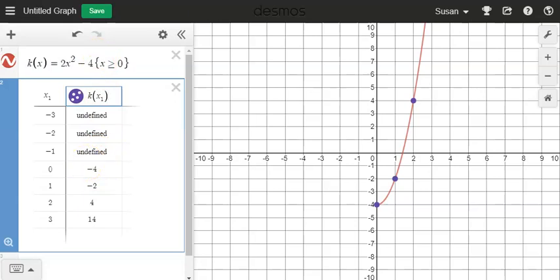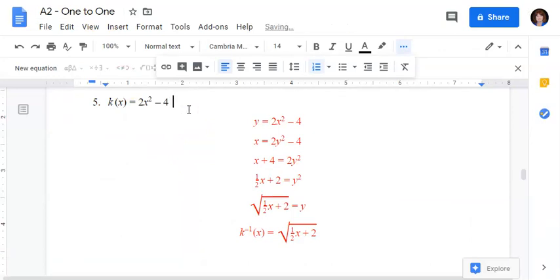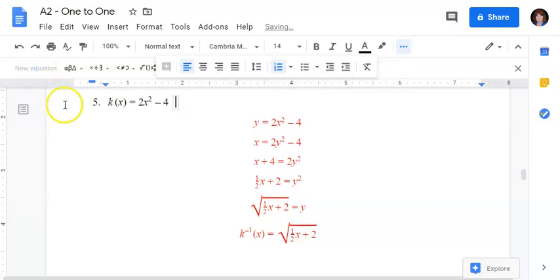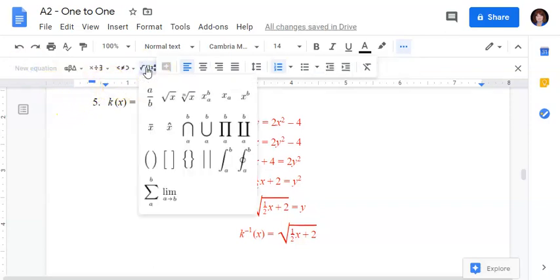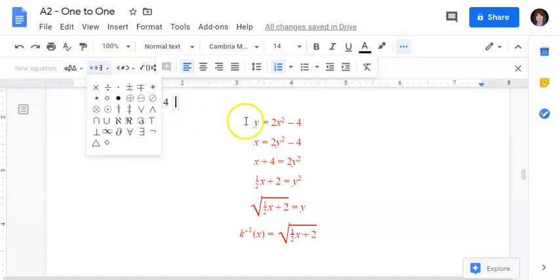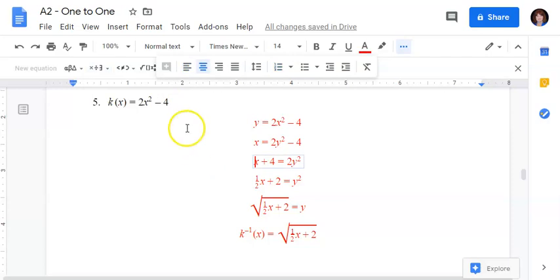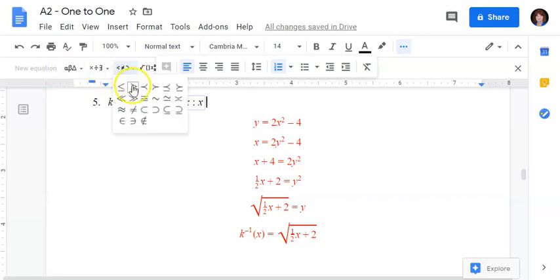So the domain of our original function is going to be restricted to x such that, let's use the equation editor, x is greater than or equal to, and that is in our equation editor, and then 0. So I've restricted the domain of my function.